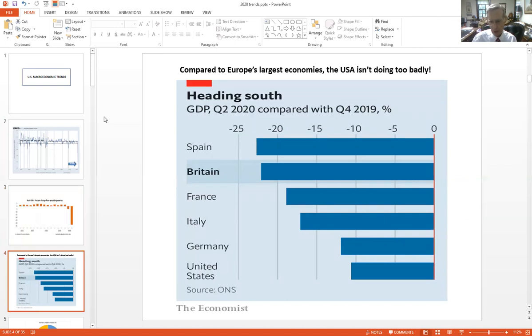If you think we have it bad, take a look at how things have been going in other parts of the world, particularly European countries. And these are the declines that were experienced through the second quarter in other countries compared to our own. And I'm sorry, this was compared to the fourth quarter of the prior year. But Spain and England have really had a rough time.